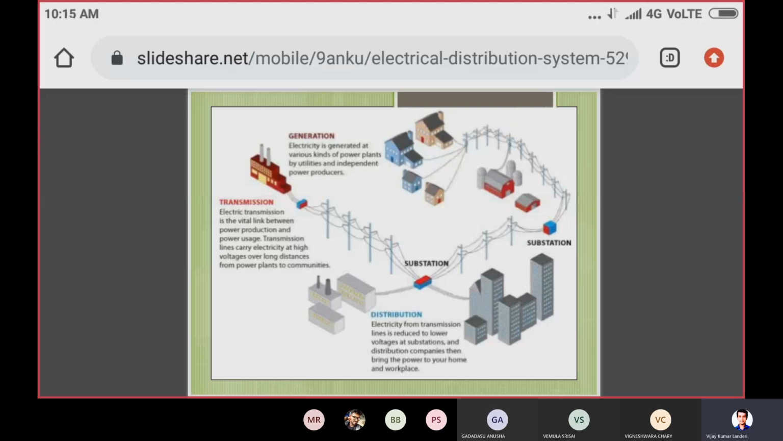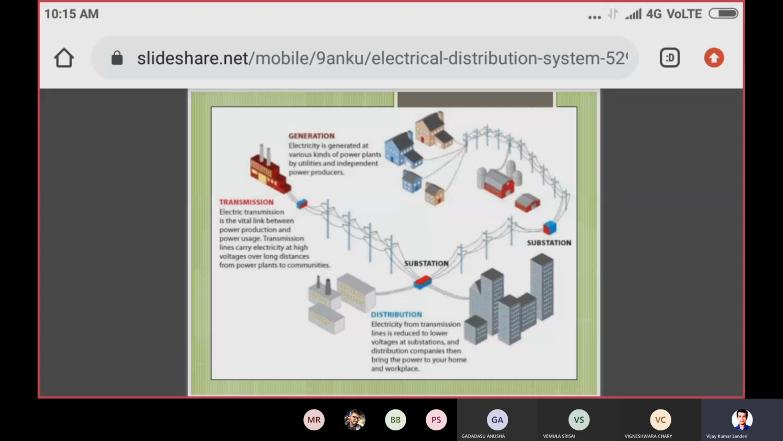So here, what is the generation? As you all know, electrical energy is generated at various kinds of power plants, like thermal power station, hydroelectric power station, tidal power station, like that. So various power stations will be there. At those power stations, the electrical energy is generally generated, and next comes the transmission part.